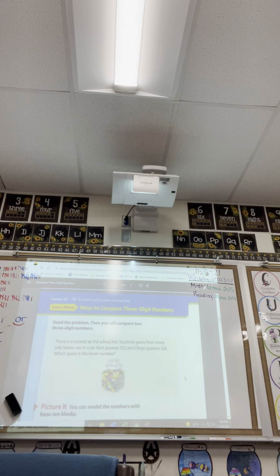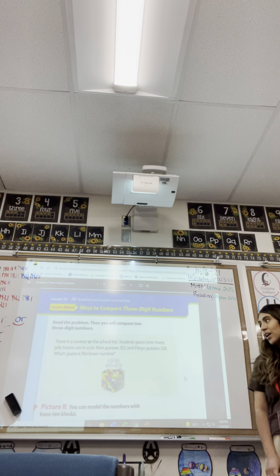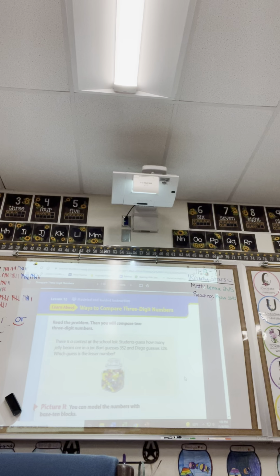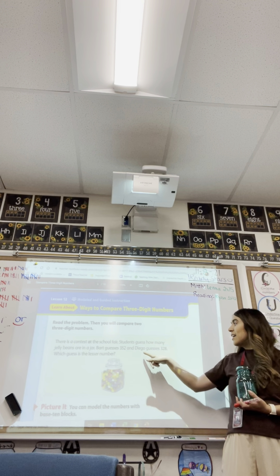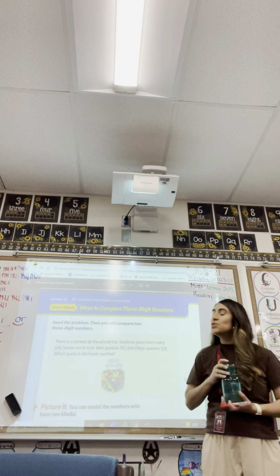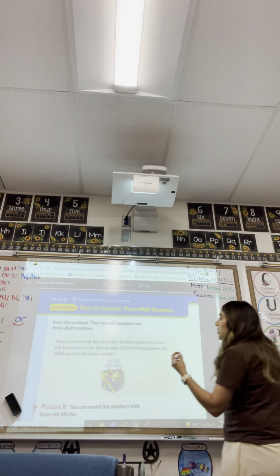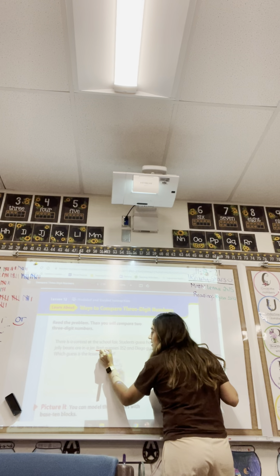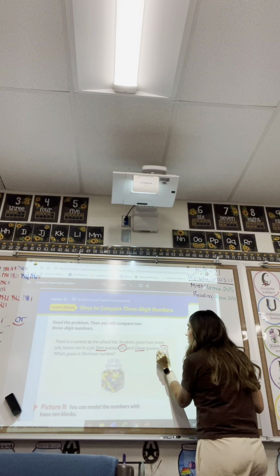Okay, let's read. There is a contest at the school fair. Students guess how many jelly beans are in a jar. Okay, imagine that this was full of jelly beans. They were probably smaller. Bart guesses 352. And Diego, look, there's Diego in our story again, guesses 328. Now the question, let's first underline our stuff. So here's Bart. He guesses 352. And Diego guesses 328.